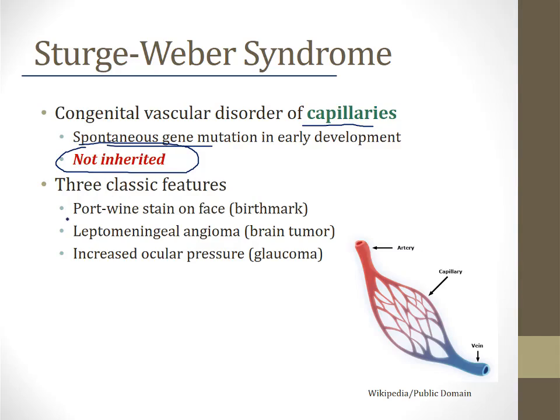The first one is a port wine stain on the face. I'll show you a picture of this in a minute. This is a special type of birthmark. The second is a brain tumor called a leptomeningeal angioma, and the third is increased ocular pressure or glaucoma, which is very unusual in children, but it can be seen in children with Sturge-Weber.